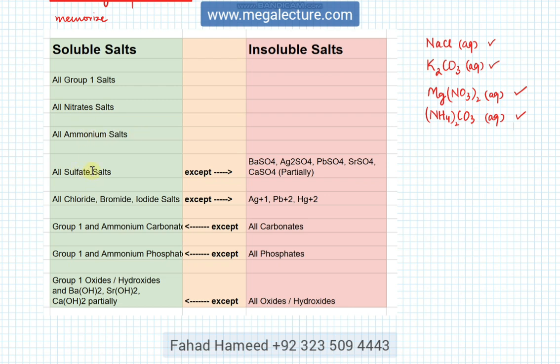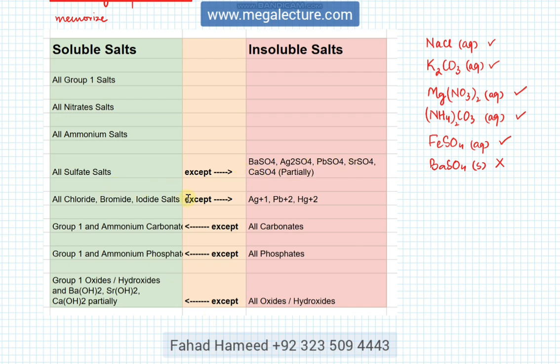Now, when we come to sulfates, well, all of them are soluble, but there are exceptions, except these ones which are insoluble. So, for example, if I have FeSO4, well, that is soluble because all sulfates are soluble. If I have BaSO4, well, that one is not going to be soluble. It's going to remain a solid. It's not going to dissolve because all sulfates were soluble except for these ones. BaSO4 was not soluble. So all the other sulfates are soluble. Wherever you see sulfate in the formula, that's going to be soluble, except for the ones that appear over here.